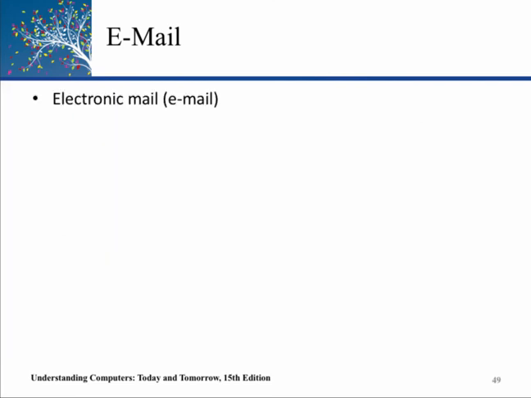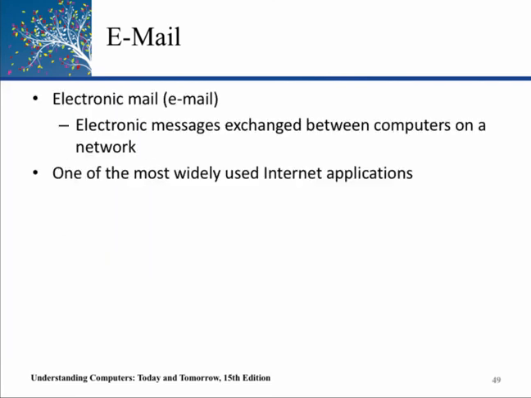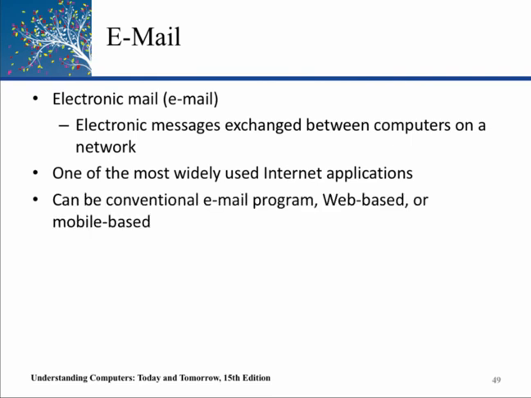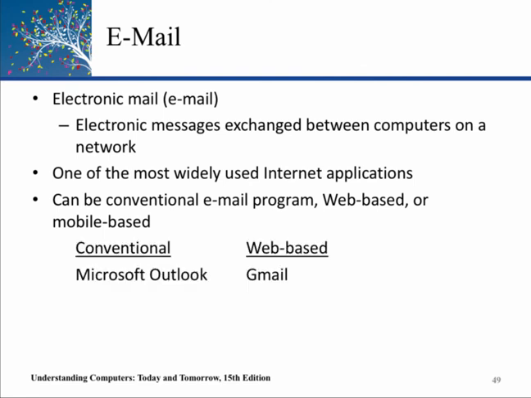So email is electronic mail. You know that. It's one of the most widely used internet applications. It can be a conventional email program, web-based or mobile-based. And just the difference between the two, Outlook is a conventional email program. Gmail is web-based. OS X Mail is conventional. Outlook.com is web-based. And the way you think of this is software on your computer, whereas these are websites.